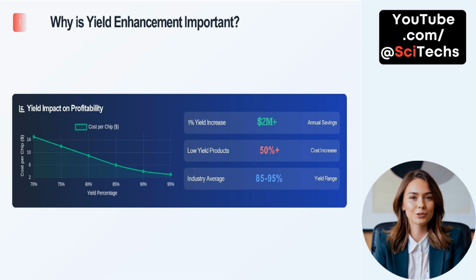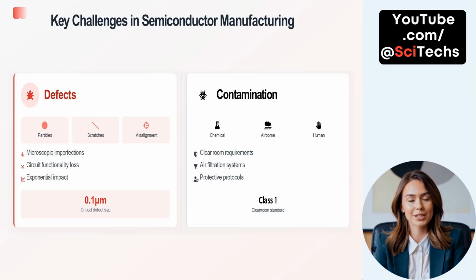The industry average for yield generally falls between 85% and 95%, and maintaining or exceeding this range is essential for competitive advantage. Every percentage point counts, not only in quality and output, but in financial sustainability and long-term manufacturing success. Key challenges in semiconductor manufacturing.